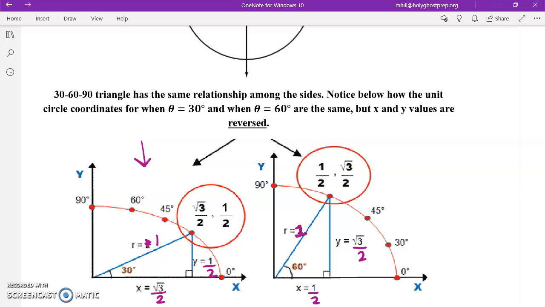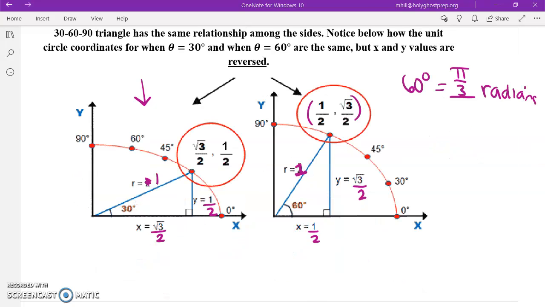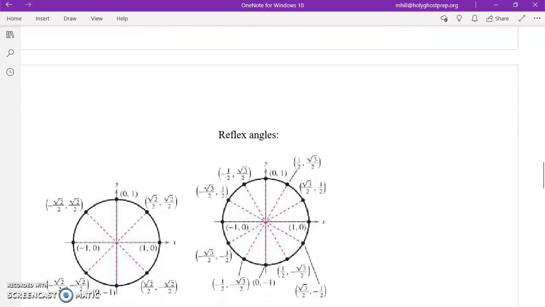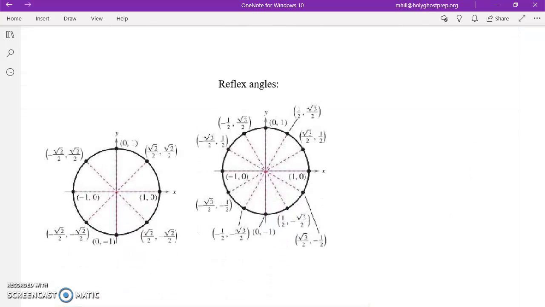So think, what is 60 degrees in terms of radians? If you said pi over 3, you are correct. So when we deal with pi over 3 angles, we're going to be dealing with this coordinate 1/2 comma root 3 over 2. All right, so taking all of our information about the 45-45-90 triangle and the 30-60-90 triangle, both with the main angle being 30 degrees and then 60 degrees flipped, we can now fill in our fancy unit circles here.